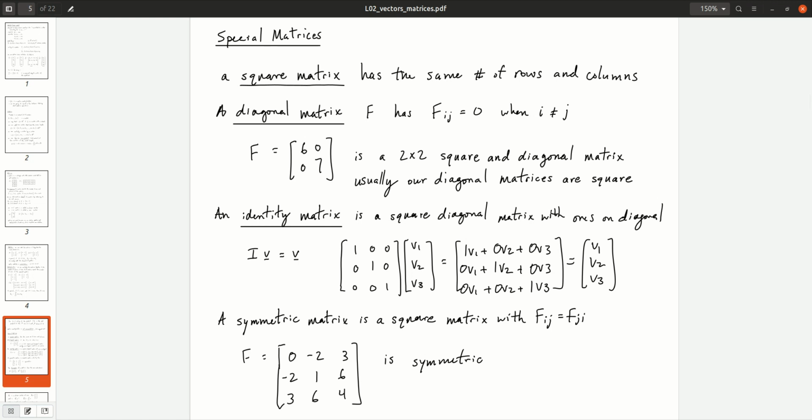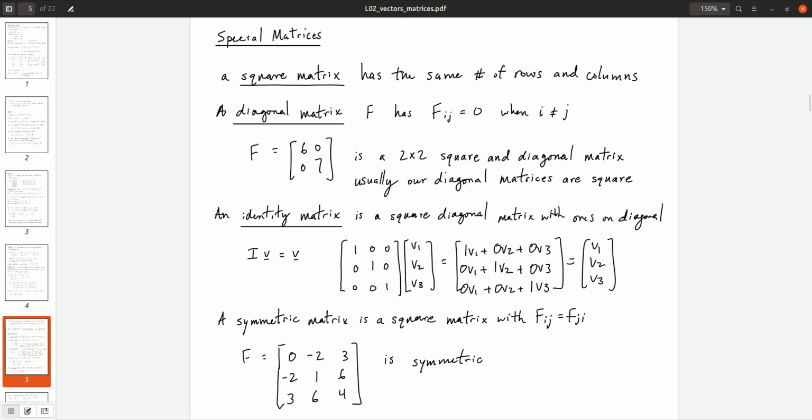An identity matrix is a special kind of square diagonal matrix, and it's a matrix that just has ones along the diagonal. Now, the reason it's called an identity matrix is that, we usually denote this as I, capital I for identity matrix. So the reason it's called an identity matrix is that if you take I and do a matrix multiplication with a vector V, you get V back.